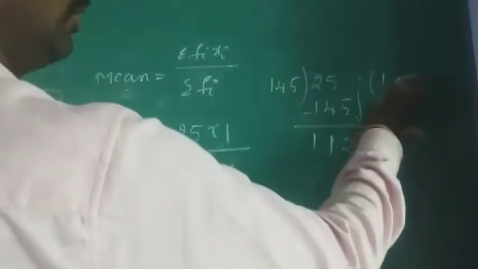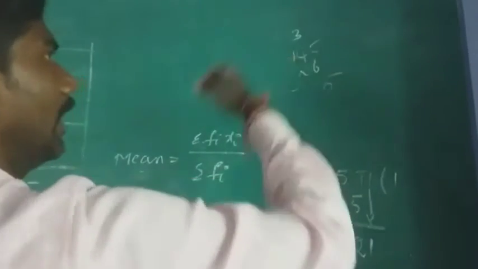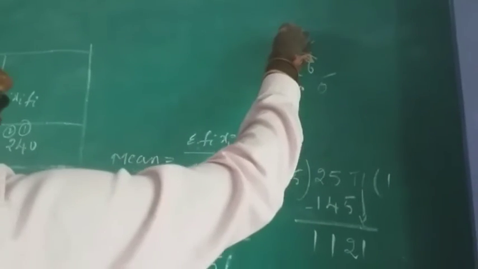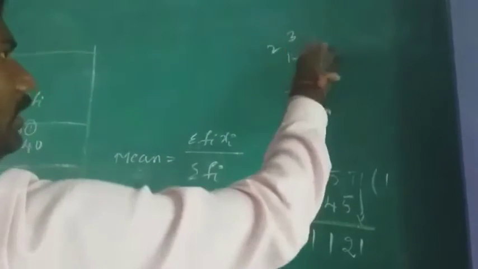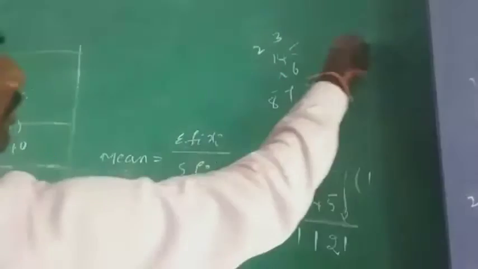So if you write 145, 6 ones are 6. 6 fives are 30, 3 carry. 6 fours are 24, 25, 26, 27. 2 carry. 6 ones are 6, 8, 70.